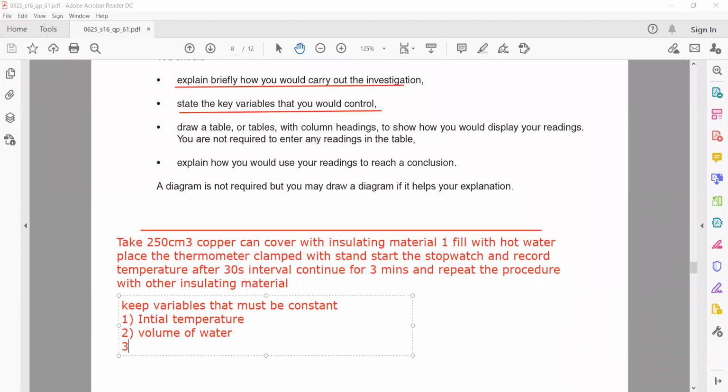To keep the surface area the same, use the same type of beaker, container for each, same for all experiments. The insulating material should be different, because we are finding the effect of the insulating material.